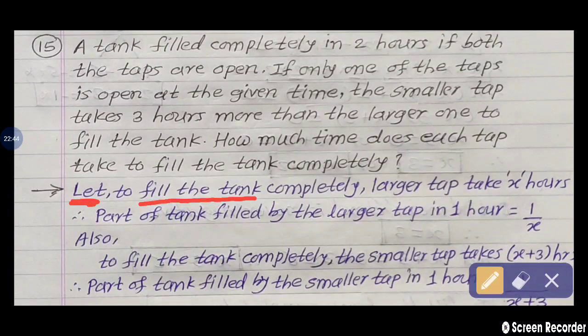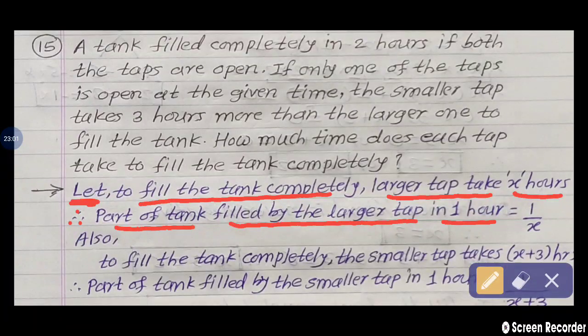To fill the tank completely, the larger tap takes x hours. Therefore, the part of the tank filled by the larger tap in 1 hour is 1 upon x. In 1 hour, using this larger tap, the part of the tank filled is equal to 1 upon x, out of x hours.